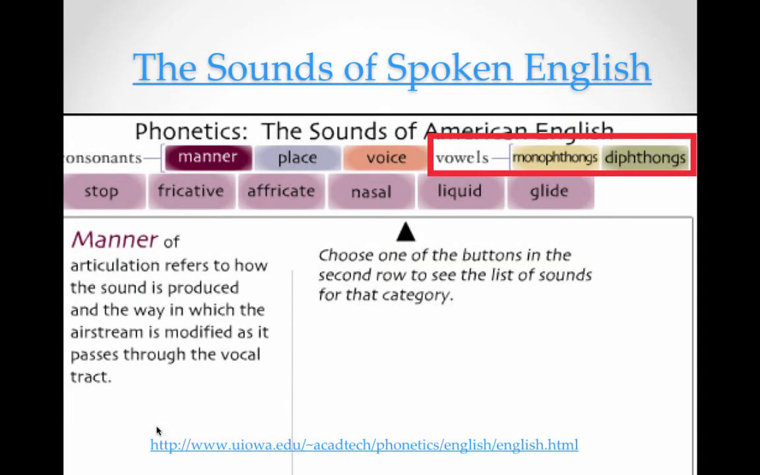Okay, this concludes the lecture on vowels. Please practice as much as you can.